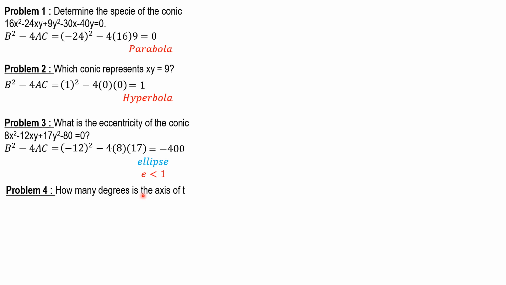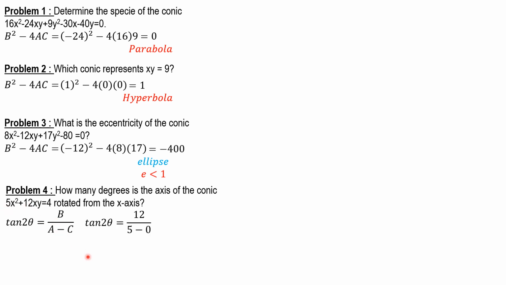Problem 4, how many degrees is the axis of the conic 5x squared plus 12xy equals 4 rotated from the x-axis? So the formula is tangent of 2 theta equals b over a minus c, where b is 12, a is 5, c is 0. So tangent of 2 theta is 12 over quantity 5 minus 0. Inverse tangent divided by 2, it is 33.69 degrees.